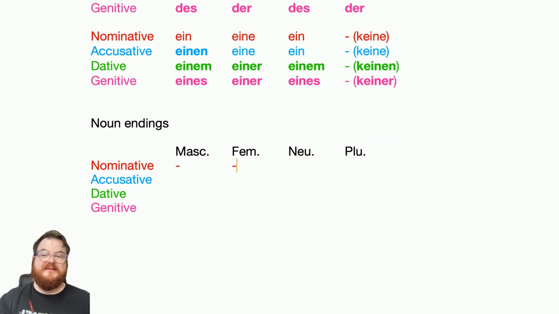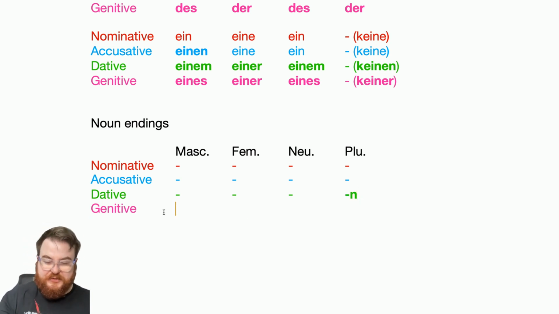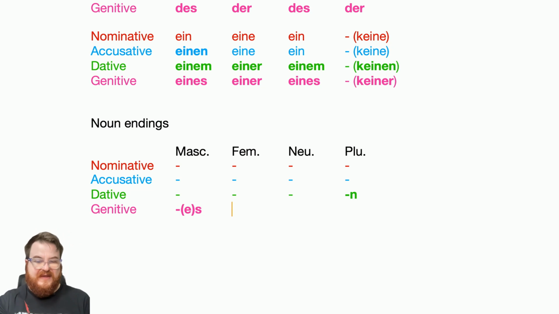There are no noun endings for masculine, feminine, neuter, or plural. There are no noun endings for accusative. There is one noun ending for the dative, which we talked about in the last video, and that is you add an N. You add an N to the plural noun in the dative. The genitive does have noun endings. So you add S for masculine. For feminine, there's nothing. For neuter, you also add the same as the masculine. And for plural, there's nothing.